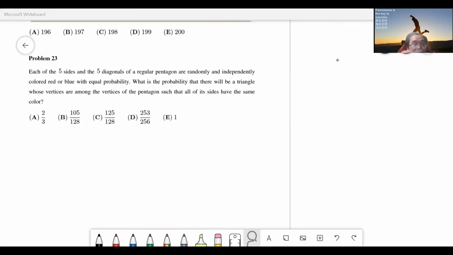Question number 23. Each of the 5 sides and the 5 diagonals of a regular pentagon are randomly and independently colored red or blue with equal probability. What is the probability that there will be a triangle whose vertices are among the vertices of the pentagon such that all its sides have the same color?